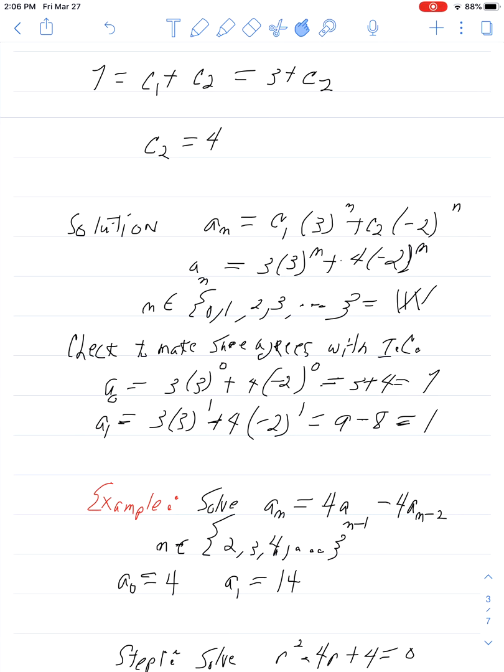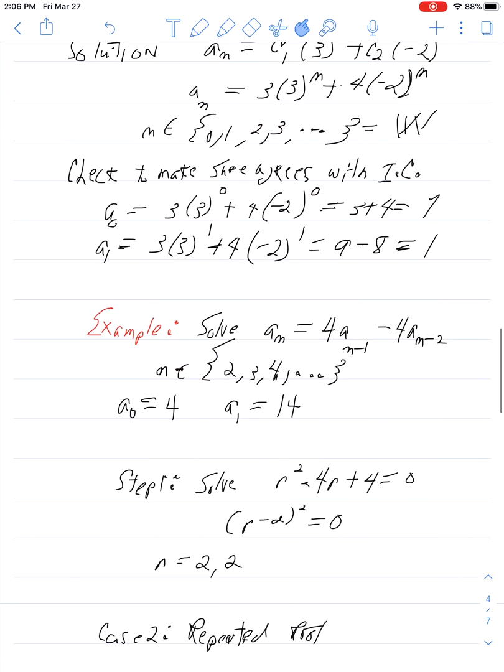All right, we're going to stop there. In the next video, we're going to do another example, but that example is going to be a little different in that we're going to kick into case 2, where our quadratic equation has a repeated root.